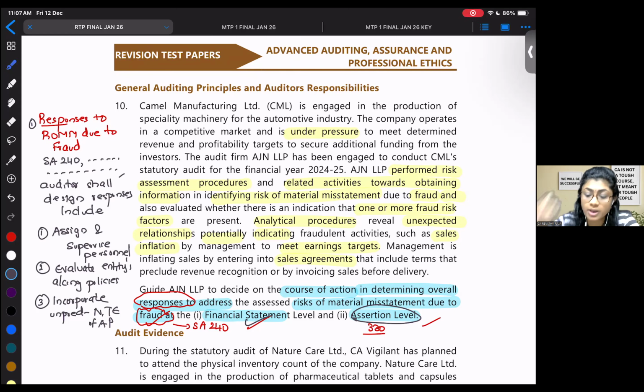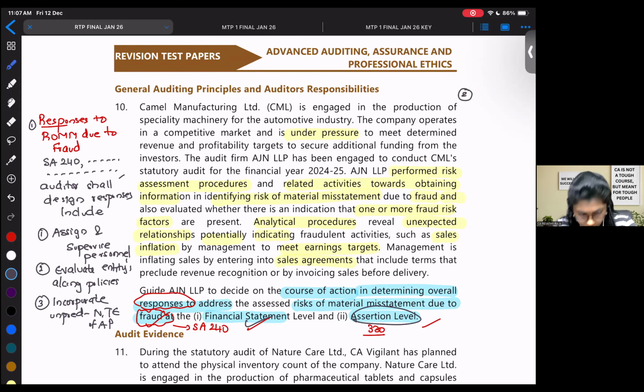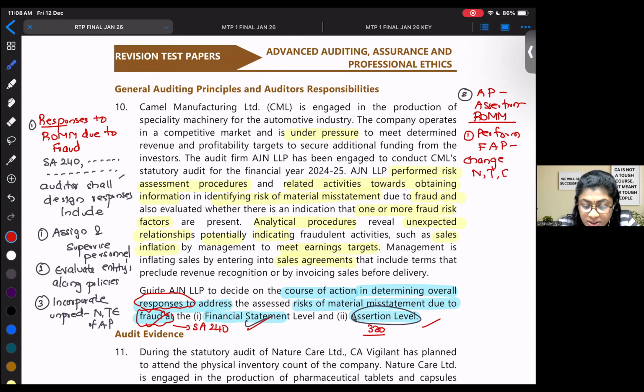So assertion level means specific. So can you say the second part? So second part is what? Audit procedures for fraud or risk of material misstatement at the assertion level. So what will the auditor do? Very good. Auditor will perform further audit procedures, meaning he may change, since the existing procedure is not sufficient. Change nature, timing, and extent of audit procedures. Why? To obtain more corroborative information, and an existing procedure does not suit. Why? Because already there is a fraud.